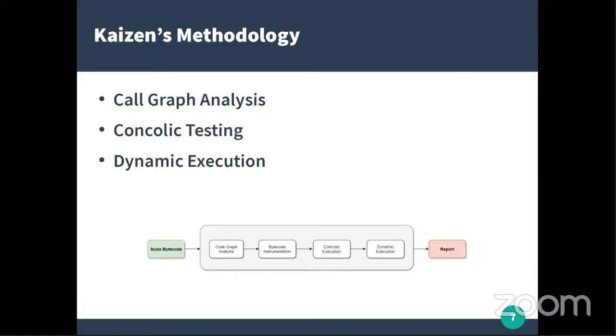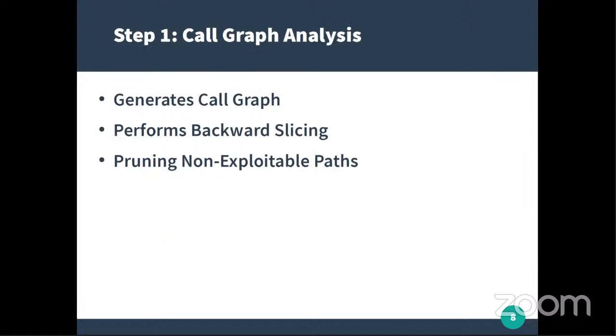Accordingly, in this work, I introduced Kaizen as the first Scala-specific security analysis tool that works based on Concolic fuzzing for evaluating real-world Scala applications and binary files. As you can see, Kaizen works based on three main stages, namely graph analysis, Concolic testing, and dynamic execution. In Kaizen, we consider an executable path exploitable when it has at least one sync method.